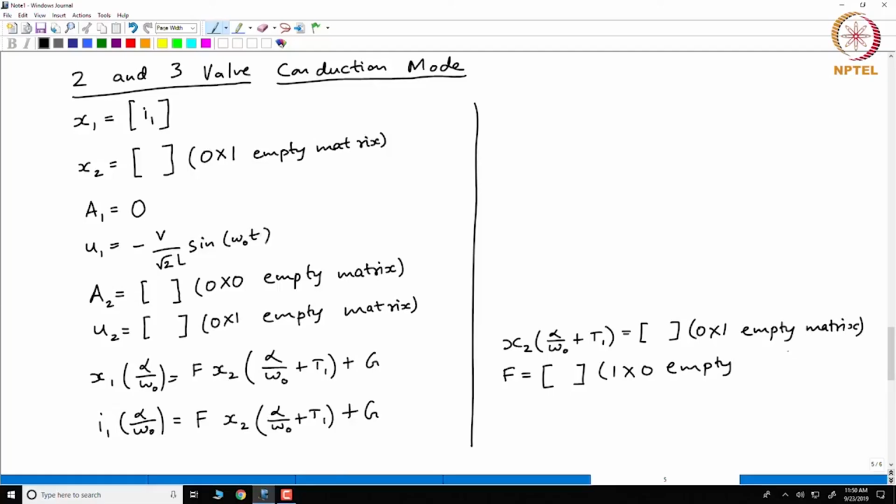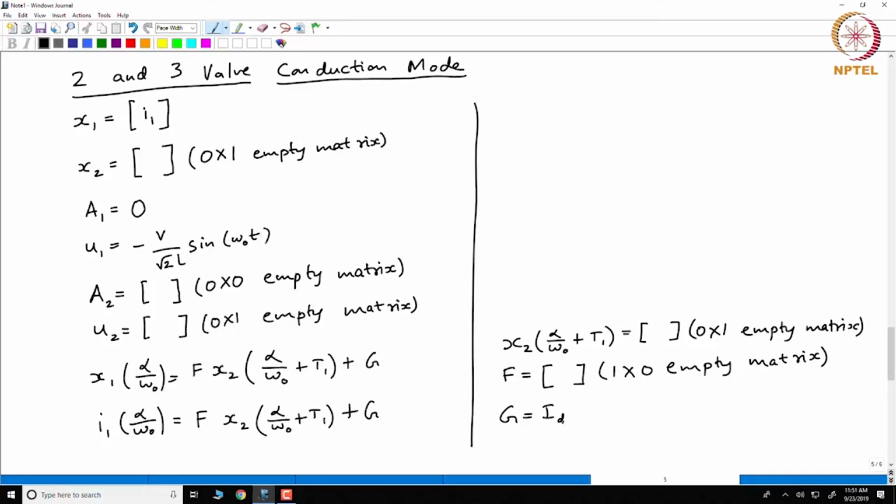Now you see that in the first term on the right hand side, F is empty, x2 is empty, but the product of F and x2 is non-empty. It's 1 cross 1, and by definition it's 0. So I1 at alpha by omega is just G. So what is G? x1 at alpha by omega 0. No, what is that? ID. ID.